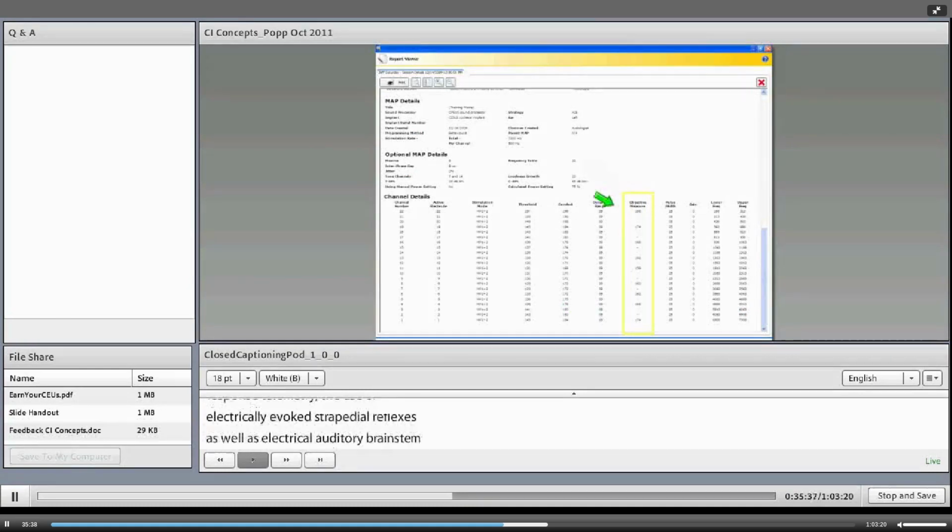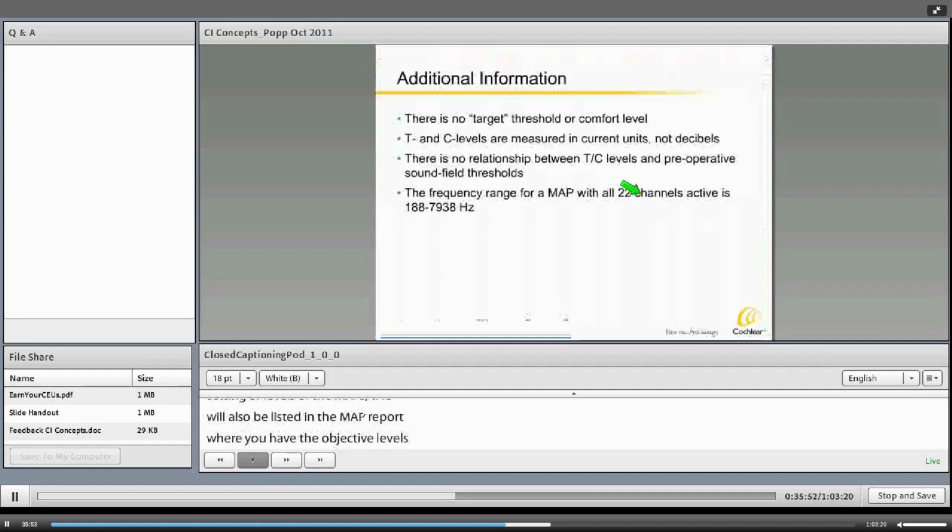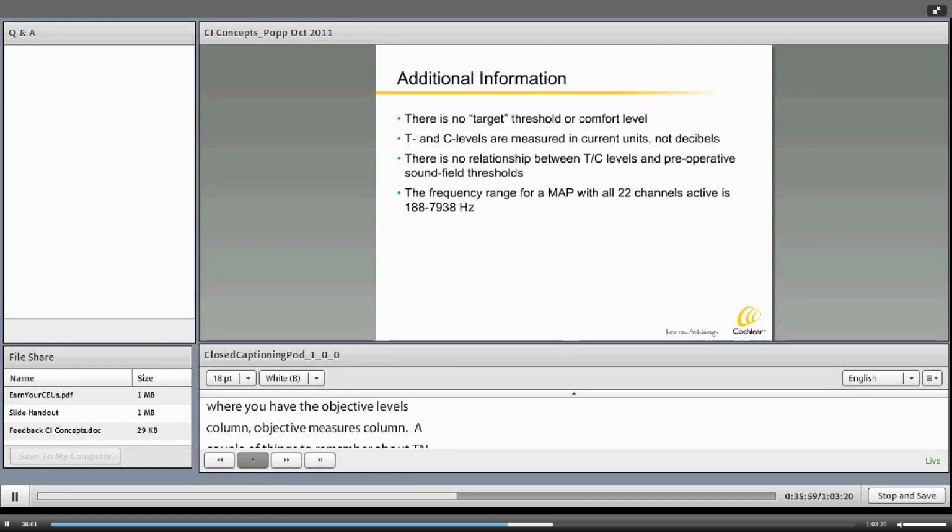Neural response telemetry, the use of electrically evoked stapedial reflexes, as well as an electrical auditory brainstem response. If any of those objective measures are used to assist in the setting of levels of the maps, those will also be listed in the map report, where you have the objective levels column, objective measures column.